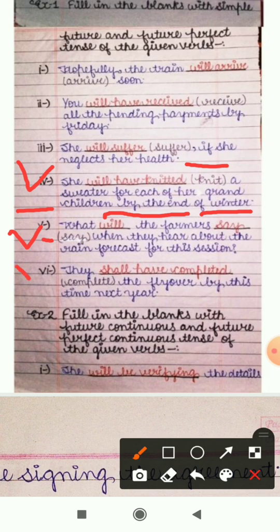Last sentence is: they dash the flyover by this time next year. Again a certain point is given, that is by this time next year. So we have to fill with future perfect tense. That's why we have filled shall have completed, because we use shall with they. They shall have completed the flyover by this time next year.